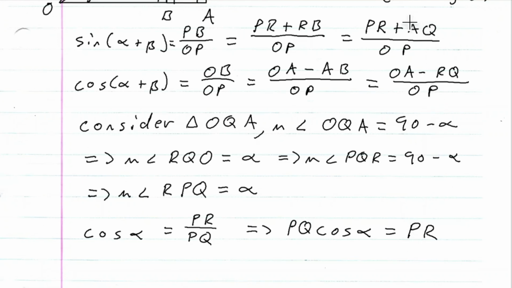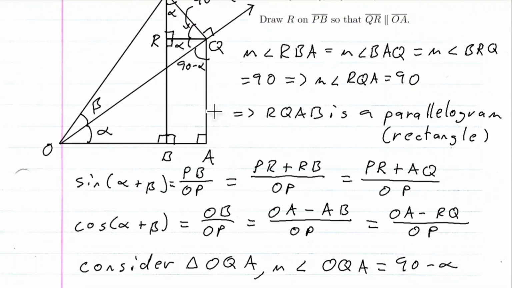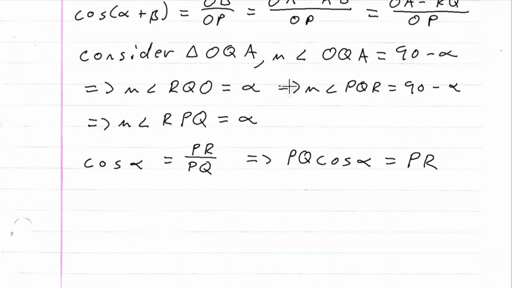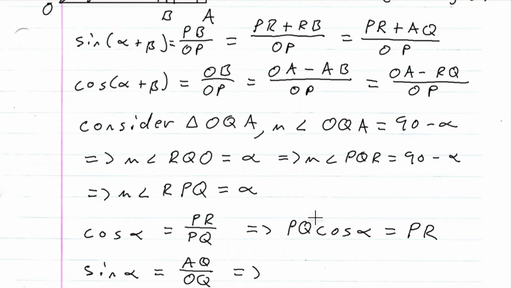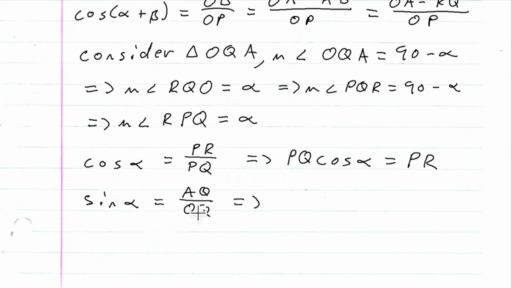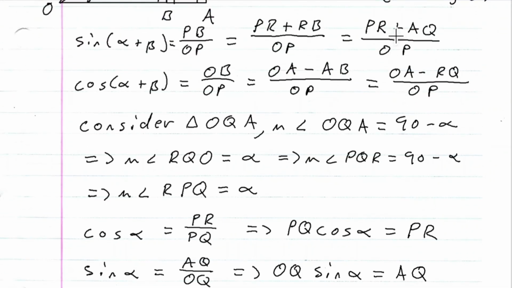Now I need to find my AQ. I know sine of alpha is equal to AQ over OQ. Of course, I want to solve for AQ, so I can multiply both sides by OQ to get OQ sine of alpha is equal to AQ. So now I have PR and AQ.